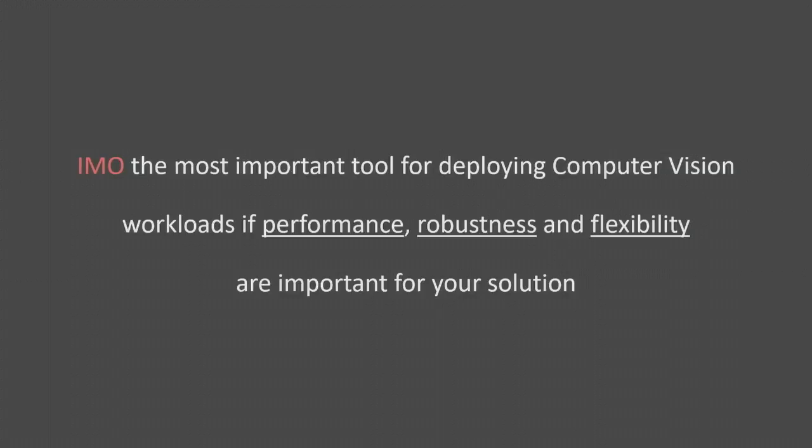So performance is very important. Robustness is very important, and also, as I said before, flexibility. So if these three things matter to you, then I would highly recommend using OpenVINO to deploy your AI or machine learning algorithm.